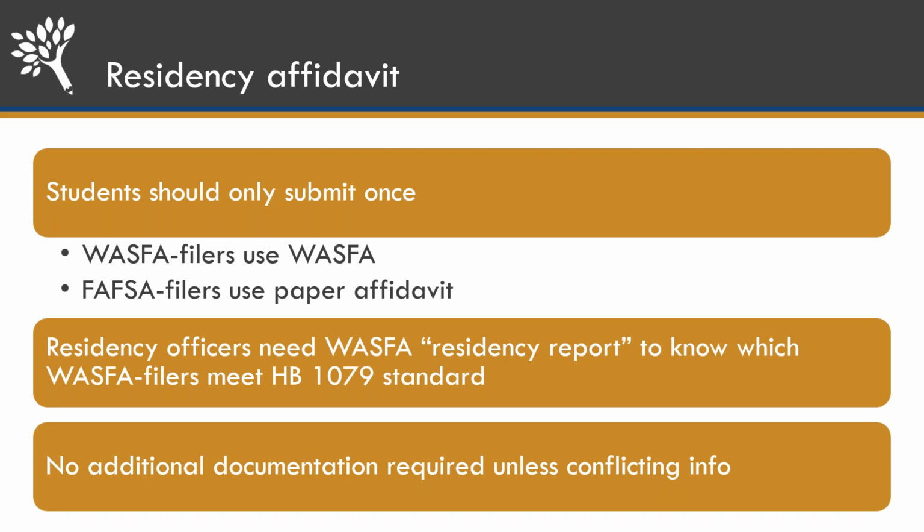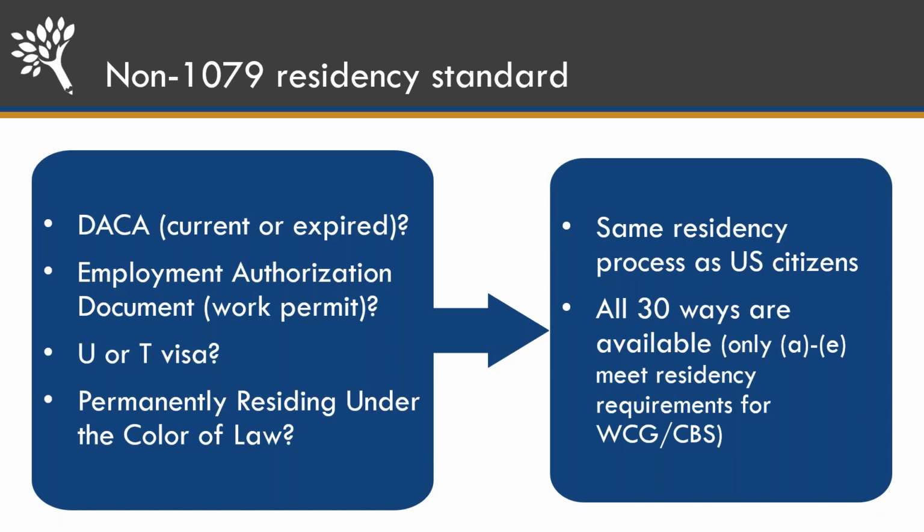Like I said, the 1079 standard, most of your students are going to meet it, but some are not. And so they have a second chance through our non-1079 standard. That is basically if the student has one of these documents: DACA, deferred action for childhood arrivals, whether it's current or expired; a work permit, known as an employment authorization document; a U or T visa; and/or if they're permanently residing under the color of law, which I do not need you to remember what that is. Just know that there are lots of immigration statuses that fall under this. It's known as PRUCOL.